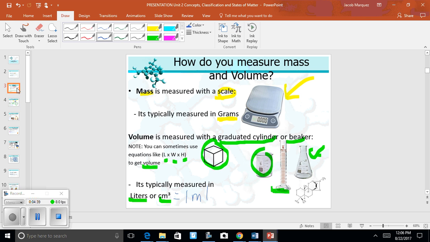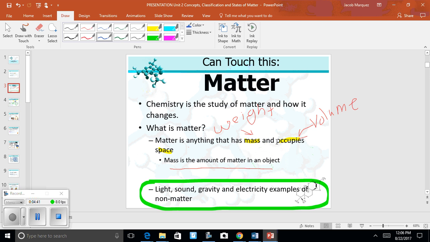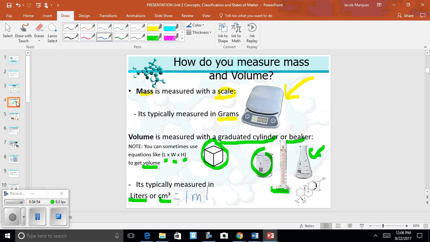So once again, we've identified what matter is, something that has mass and volume, occupies space. Identified that there are objects that don't have matter, don't occupy space, or have weight or mass to them. And we talked about how do we measure matter? How do we measure mass and volume? Mass is measured with the scale, and those units are in grams. Volume is measured with these tools right here. We can also use mathematical equations. And here are the units for volume.